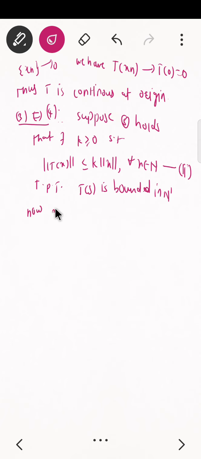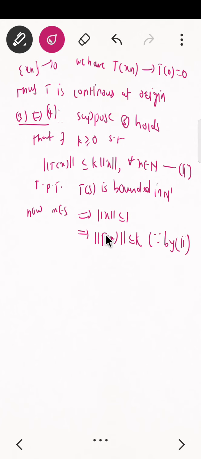Now for any x belongs to S, the norm of x is less than or equal to 1 by definition of S. So the norm of T of x will be less than or equal to k, since by 2, the norm of T of x is at most k times the norm of x, and the norm of x is at most 1. Hence the norm of T of x is less than or equal to some non-negative real number.